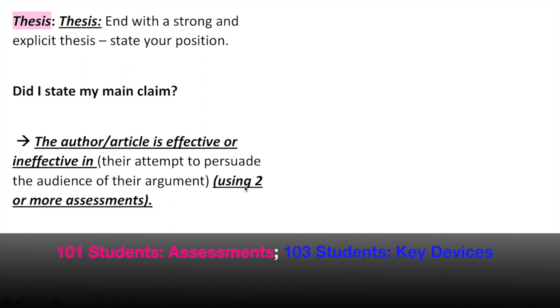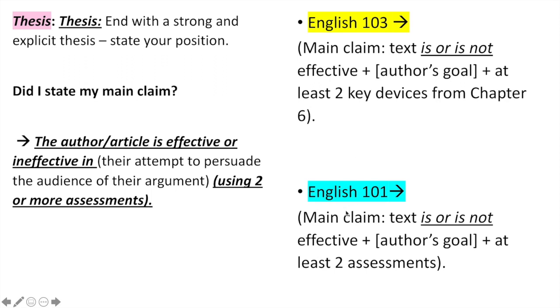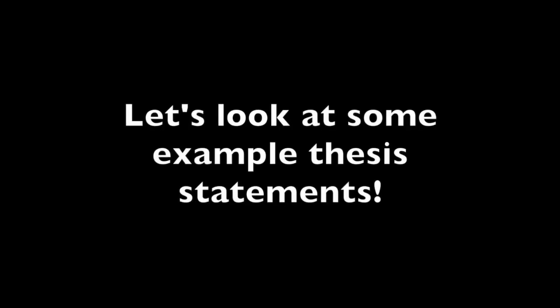Again, you should all be using at least 2 or more assessments. If you're in my English 101 class, they are called assessments. If you are in my English 103 class, they are called key devices. So English 103 students, your main claim, the text is or is not effective, plus the author's goal, plus at least 2 key devices from chapter 6. English 101, main claim, the text is or is not effective, plus the author's goal, and at least 2 assessments.